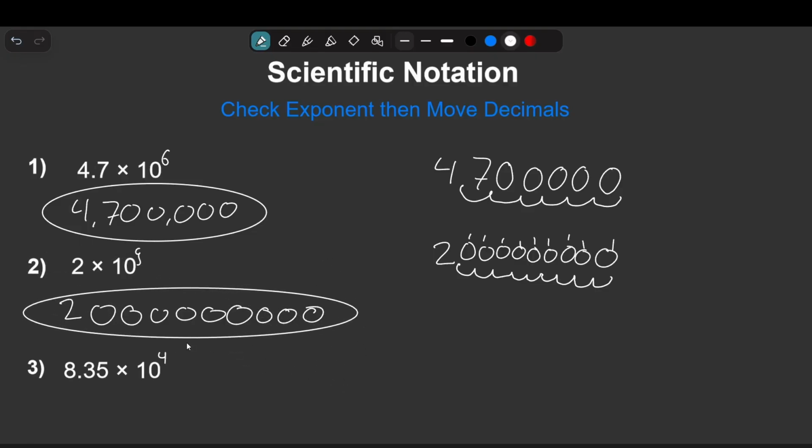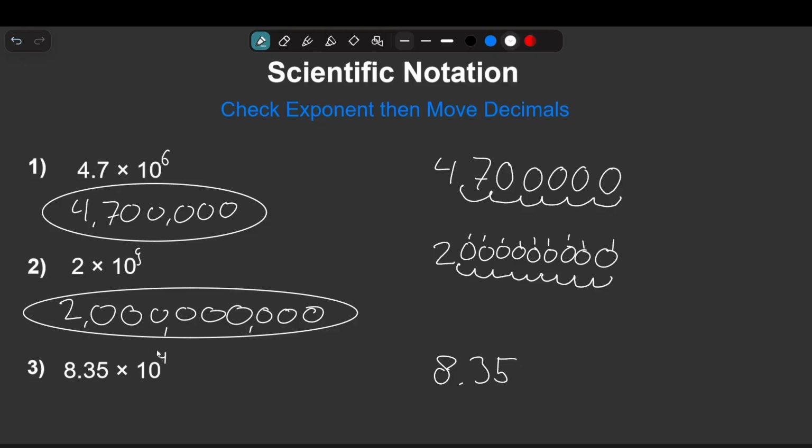Now for the last example, we have 8.35 times 10 to the power of 4. Oh, my bad, guys, I forgot to put commas here so you don't get confused. 1, 2, 3, 1, 2, 3, like this. So we have 8.35 times 10 to the power of 4. This one is going to be a bit smaller, just so you know. Again, the first thing we're going to do is write our 8.35 right here.